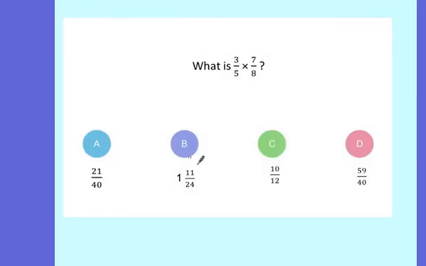And one final question for me. What is 3/5 times 7/8? Pause the video, have a little think. Okay, let's work it out. 3 times 7 gives me 21 on the top. 5 times 8 gives me 40 on the bottom. 21 over 40, the answer was A.